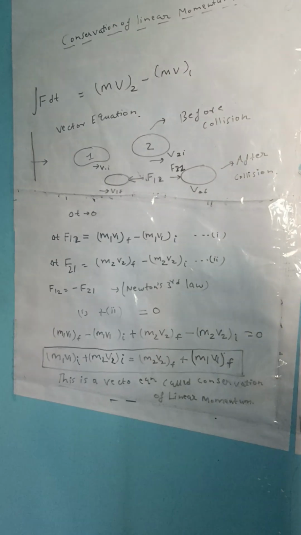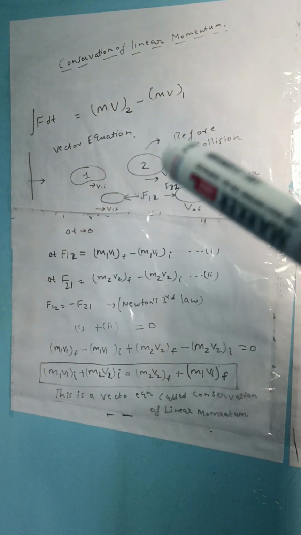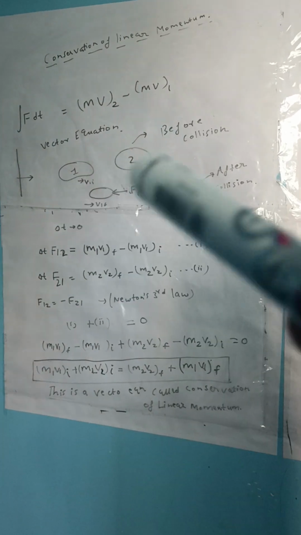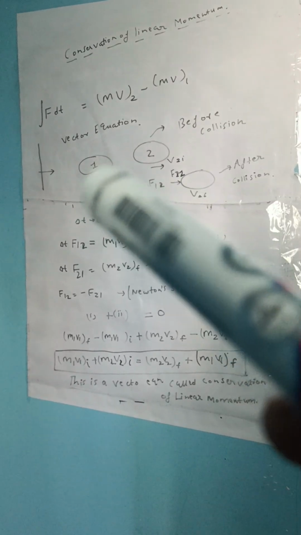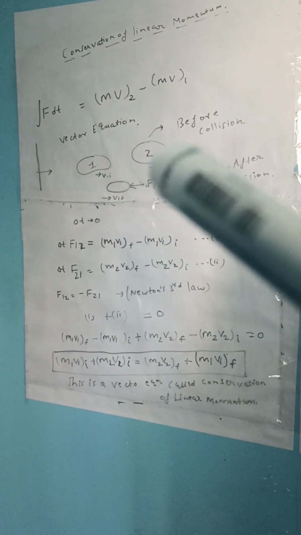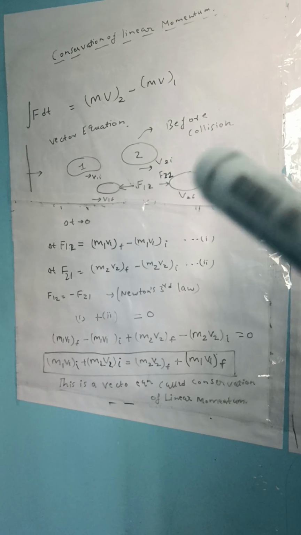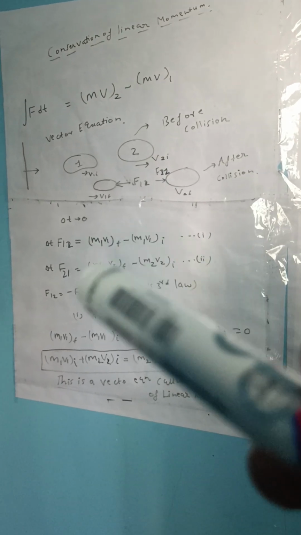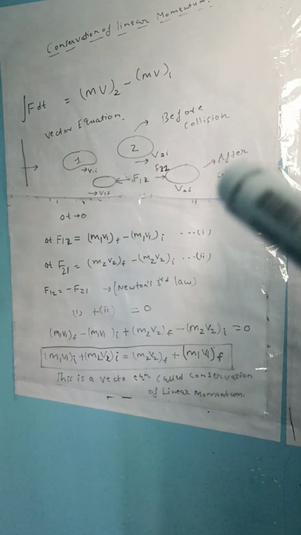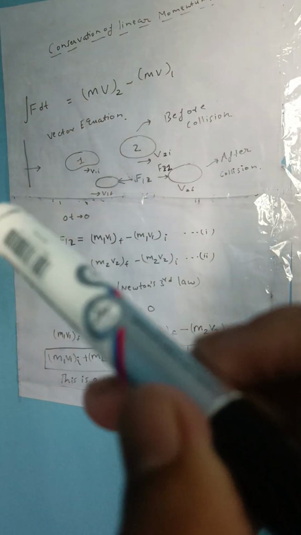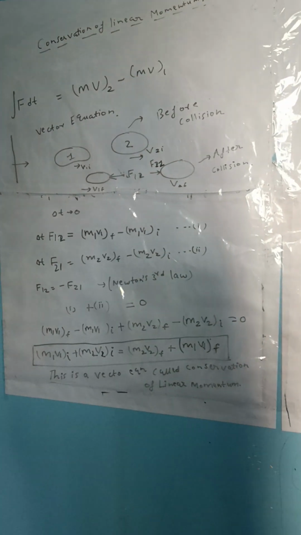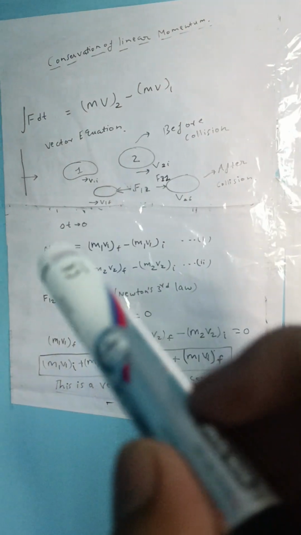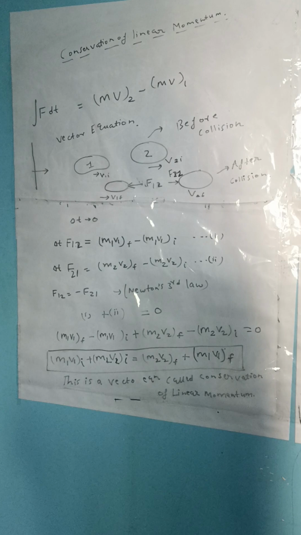It is very important. So let us say body 1 and body 2 are two bodies traveling in the same direction, and they are about to collide. Before collision, the velocity of body 1 is v1 initial and of the second body is v2 initial. Just after collision, it is v1 final and v2 final. Both were traveling in the same direction before collision, and they collide for a very small time interval, delta t tends to 0.